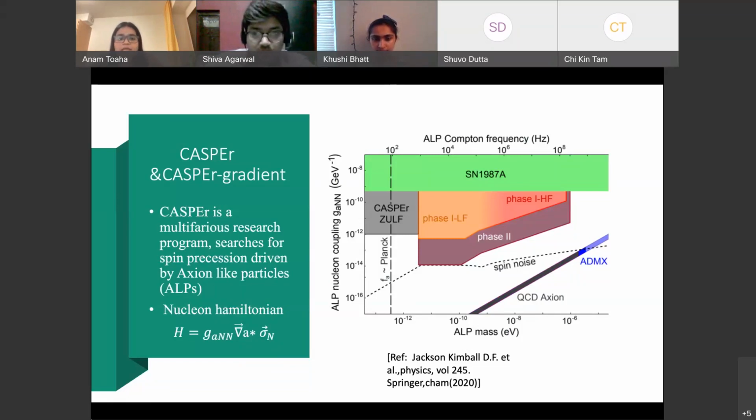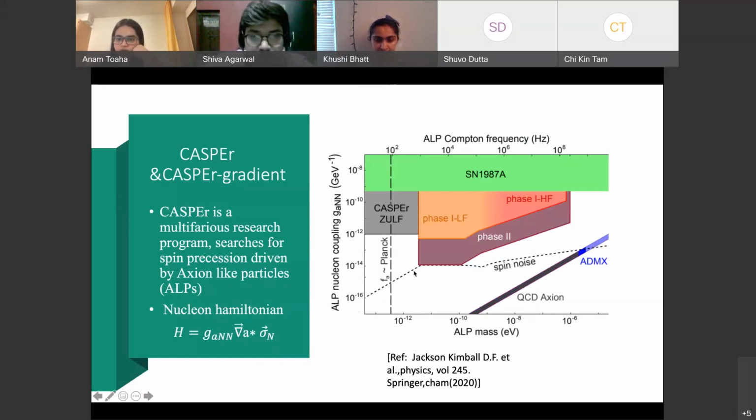With those couplings, there is an induced term in the nuclear Hamiltonian, which I have shown here. This is the nuclear coupling strength, this is the gradient of the axion field, and this is the spin operator.